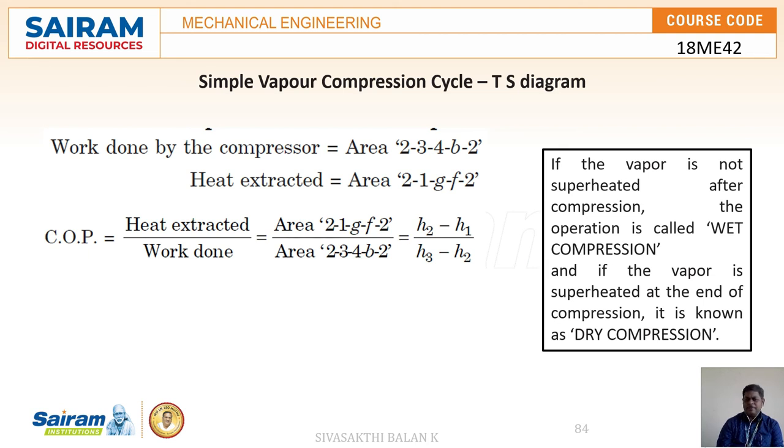The compression process is divided into two categories based on the quality of the steam that it produces. If the vapor is not superheated after compression, then the operation is called wet compression. If the vapor is superheated at the end of the compression, then it is called dry compression.